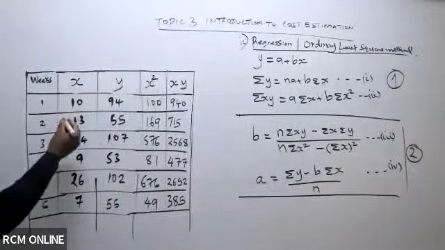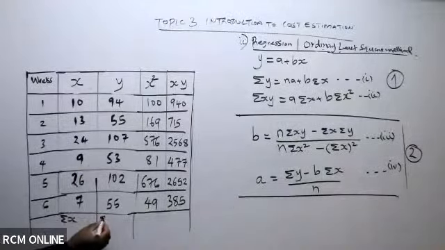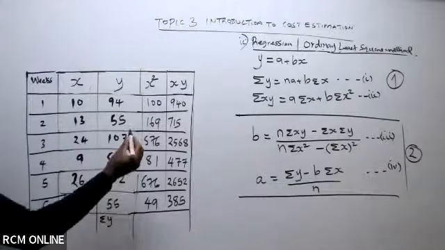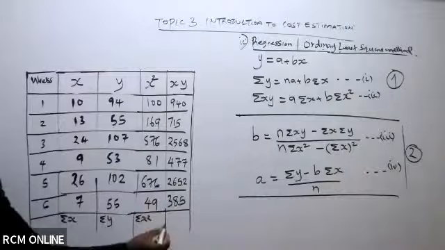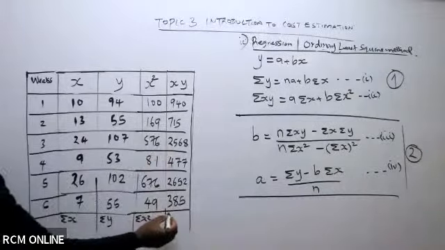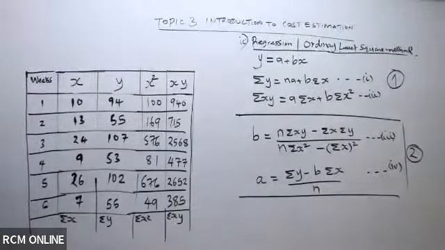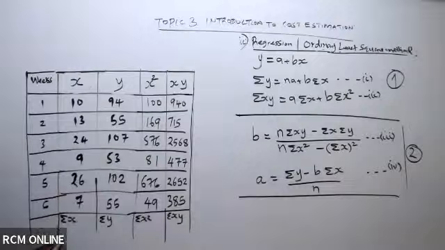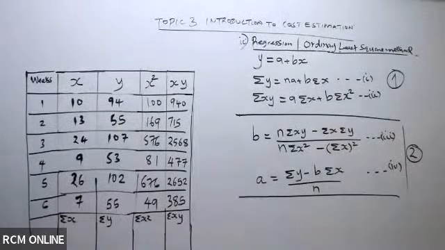When I add x together, I'll be getting summation of x. When I add y, summation of y. When I add x squared, summation of x squared. xy, summation of xy. Can you now give me the total? I believe the space is still enough for us to get these items. So can you give me the summation of x?